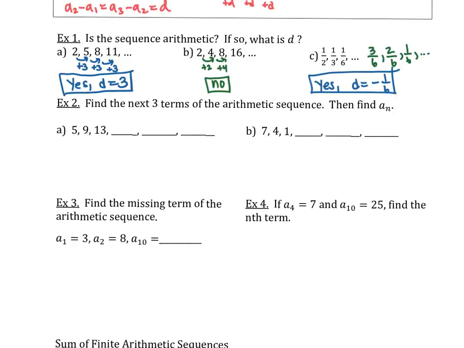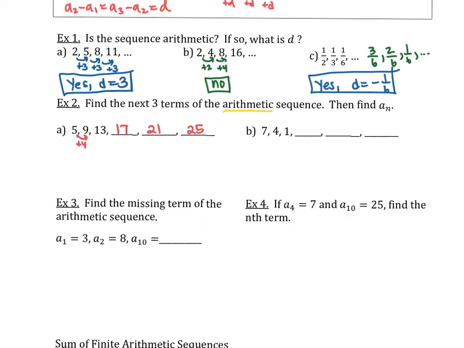Okay, now for example 2, it says find the next 3 terms of the arithmetic sequence. Because they're telling you it is arithmetic, you can assume that the difference is constant. And then they want you to find a_n. a_n would be a formula representing each term based on its term number. So if I just glance at A, it looks like it's going up by 4. If it is in fact arithmetic like it says, it should continue to go up by 4. So 9 plus 4 is 13, 13 plus 4 is 17, 17 plus 4 is 21, 25.